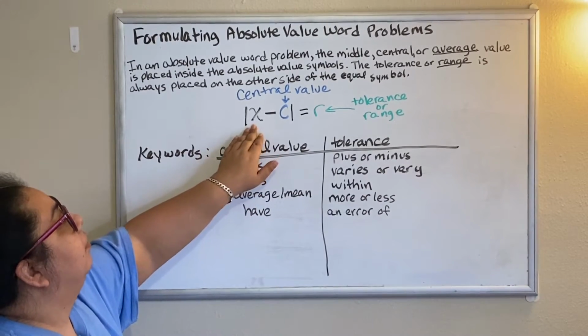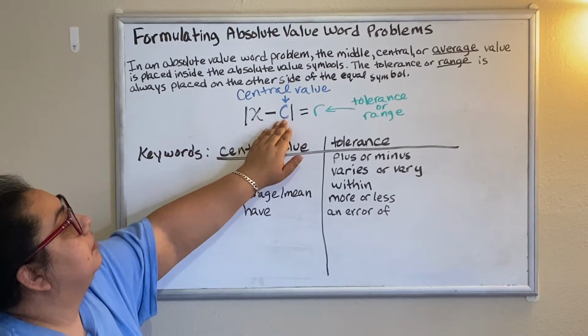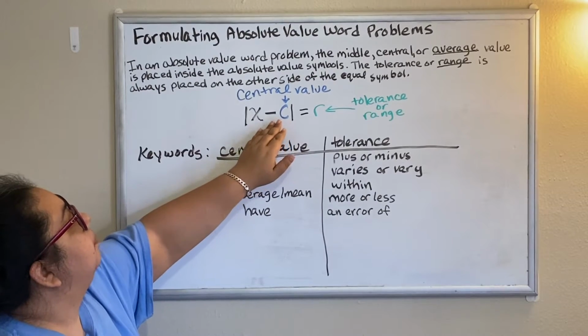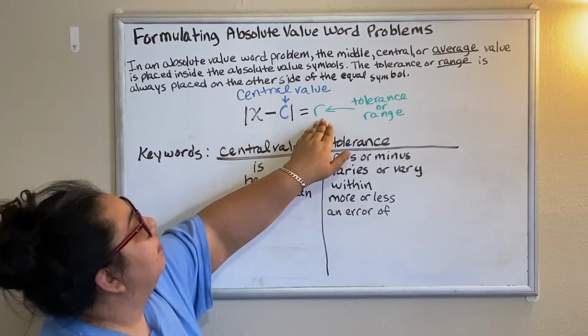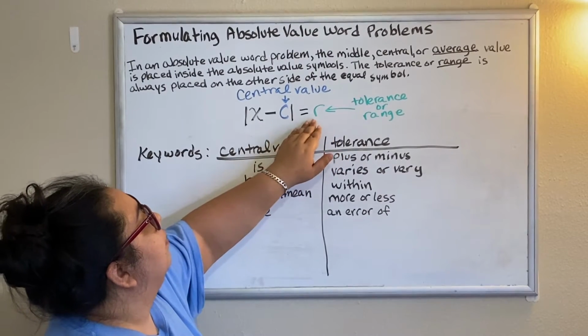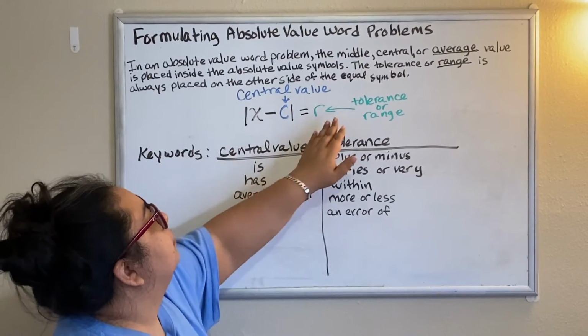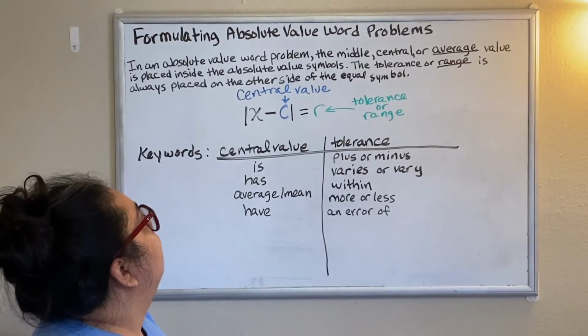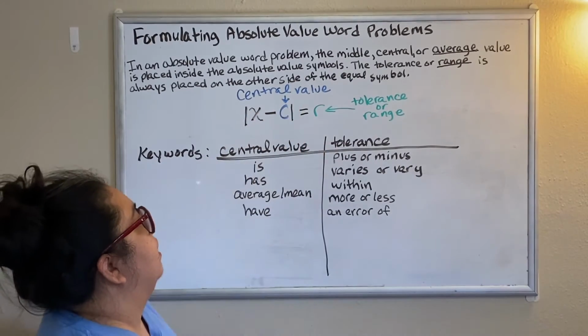There's the variable, and then there's the central value. This could be called the middle, central, or average value, and it's placed inside the absolute value symbols. On the other side of the absolute value equation, we have the tolerance or the range, and it's placed on the other side of the equal sign. So those are the three parts: the variable, the central value, and the range.